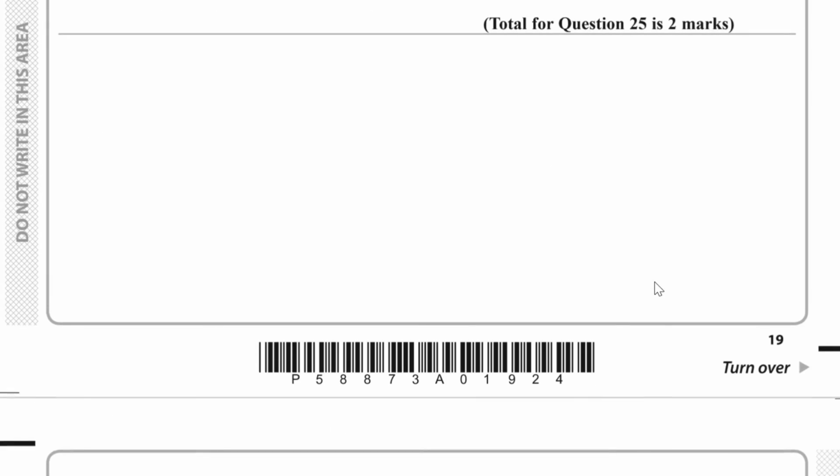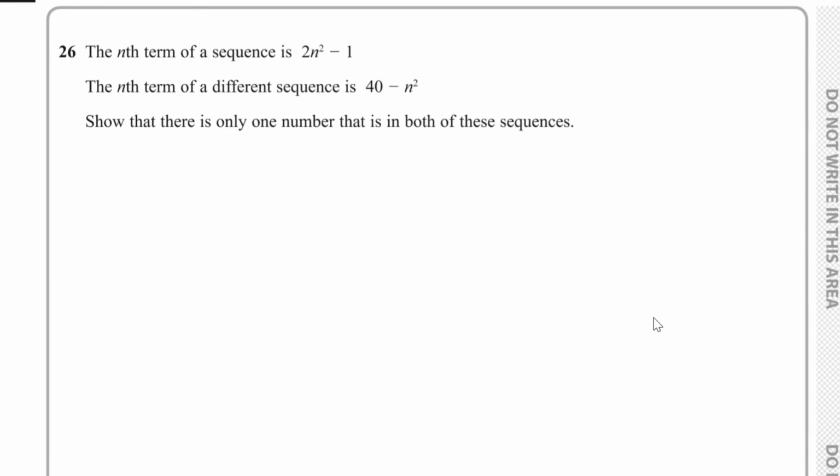Okay, now for question 26, the nth term of a sequence is 2n squared minus 1. The nth term of a different sequence is 40 minus n squared. We have to show that there is only one number that is in both of these sequences. So I think the best way to approach this question is just by listing the different terms in the sequence.